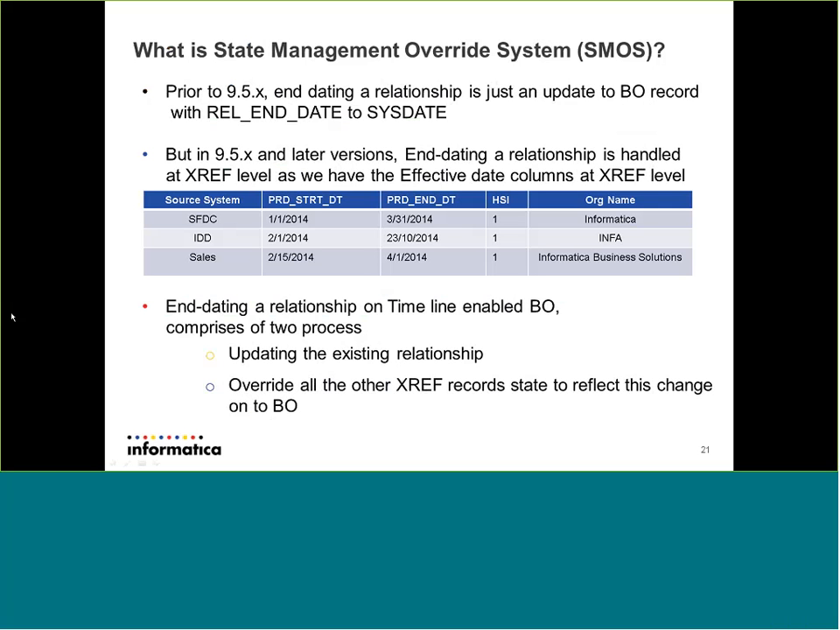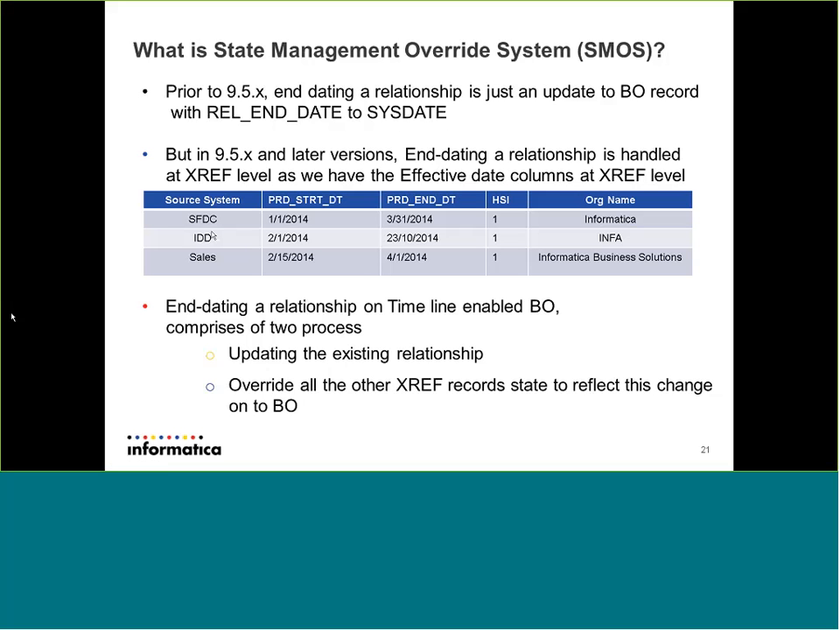But it is quite different in 9.5 and later versions because of this timeline functionality. We have some impact with respect to end dating a relationship. It is one area where you cannot directly update the end date, because earlier you had the effective dates, that is rel start date and end date, at BO level. But because of the timeline functionality, we have moved the effective dates, that is period start date and end date, to the cross-reference level. So there is no easy way that you can directly update a cross-reference to end date any relationship.